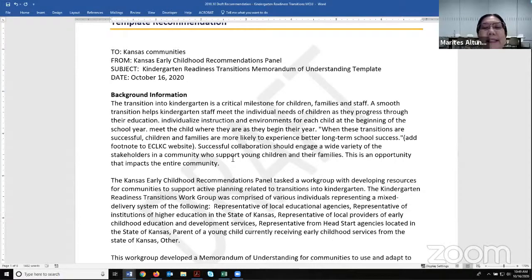This is Maritas. In the same paragraph, we also said that when these transitions are successful, children and families are more likely to experience better long-term school success. I am wondering if what we're saying is already captured in that statement from ECLKC.